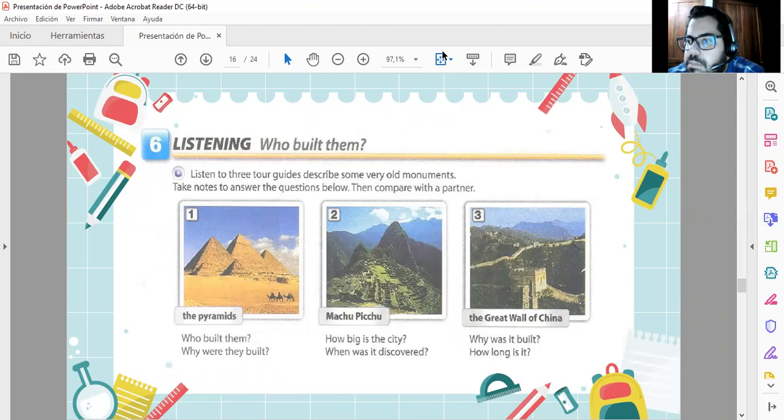3. The Great Wall of China. Why was it built? How long is it?